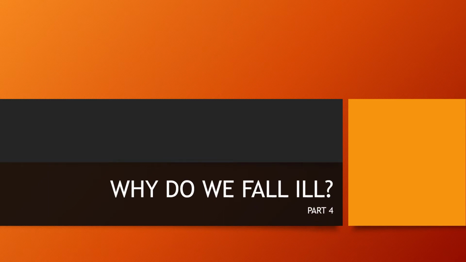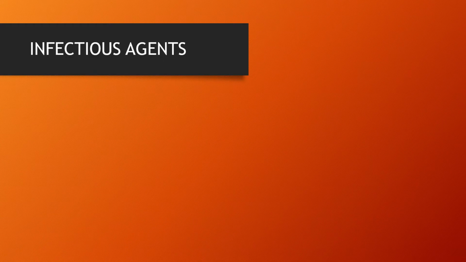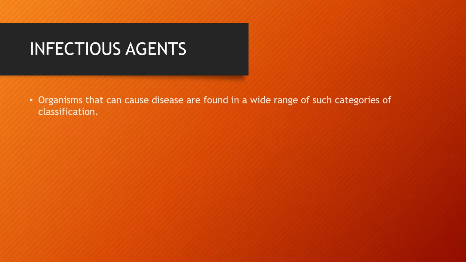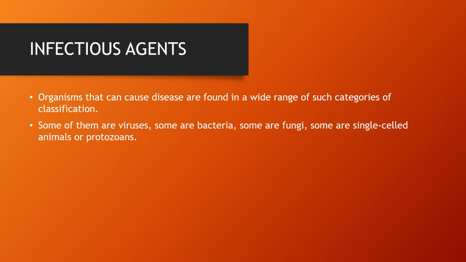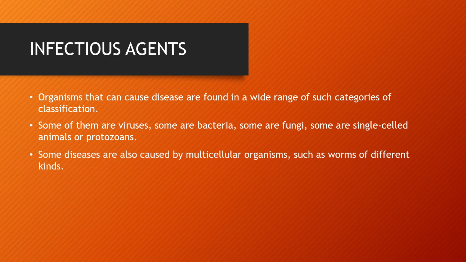In this session, we'll be discussing infectious agents. Organisms are classified into various categories. Organisms that can cause diseases are also found in a wide range of such categories of classification. Some of them are viruses, some are bacteria, some are fungi, some are single celled animals or protozoans. Some diseases are also caused by multicellular organisms such as worms of different kinds.